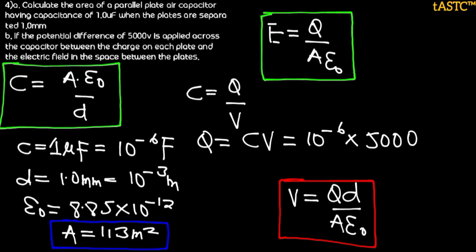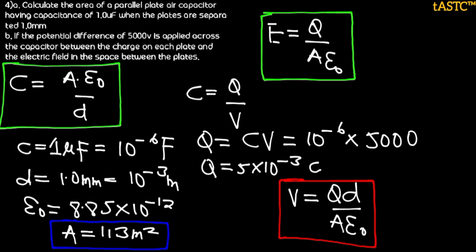So let us see what that is going to give. We got 10 to the negative 6 multiplied by 5,000. So that gives us 5. This is 5 multiplied by 10 to the negative 3. So that will be in Coulomb. So that will be the answer.